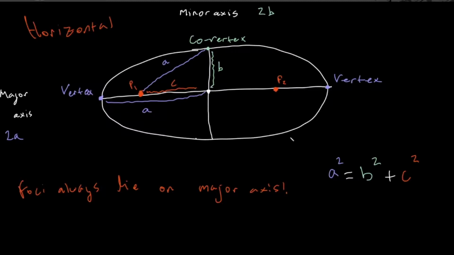Do you guys have any questions about ellipses? So what would be the distance from like F2 to that co-vertex? Is that still going to... Yeah, that's A. That is also A units.